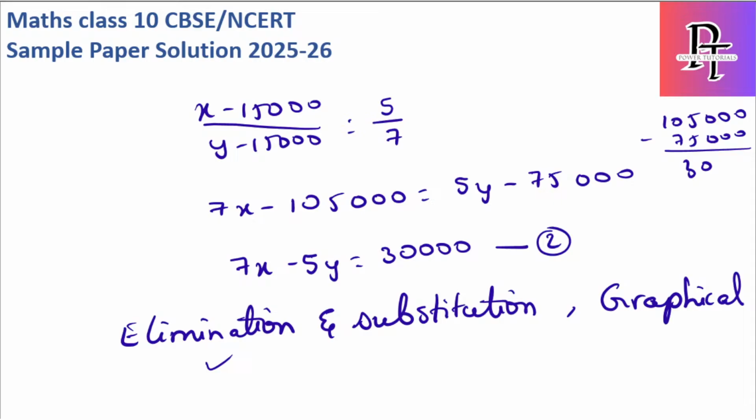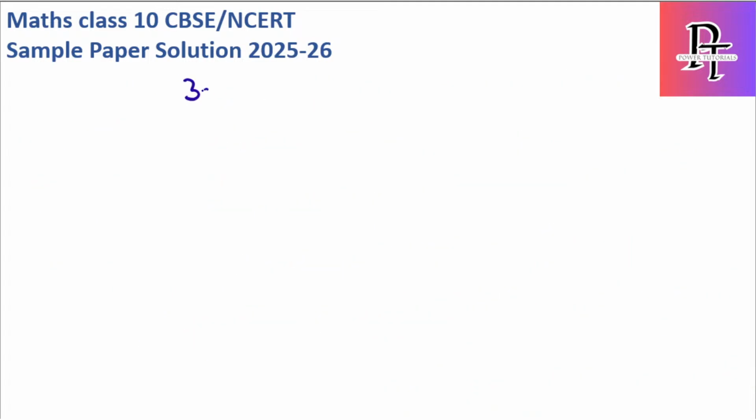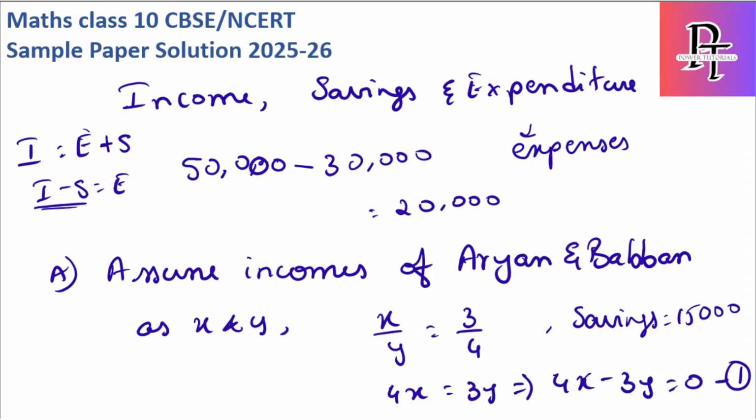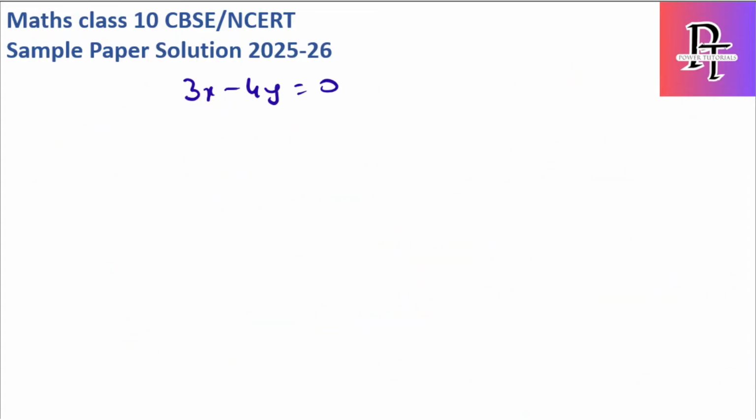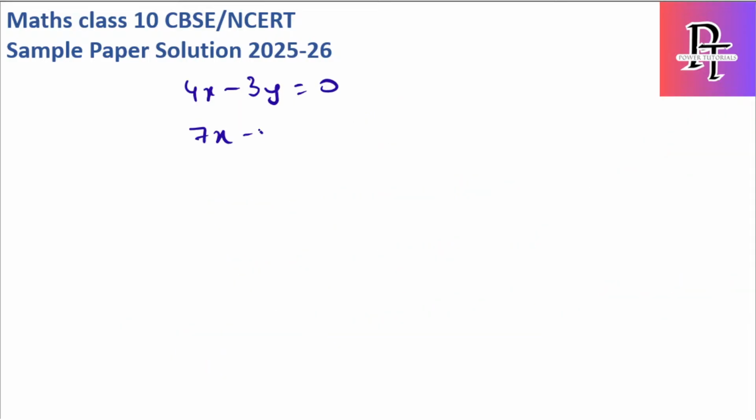So we have two equations: 4x minus 3y is equal to 0 and 7x minus 5y is equal to 30,000. For convenience, I will multiply the first equation by 5 and the second equation by 3. Make sure you do this properly, because a small mistake can make the entire question go wrong. Why? Because 3 into 5 is 15 and 5 into 3 is also 15.